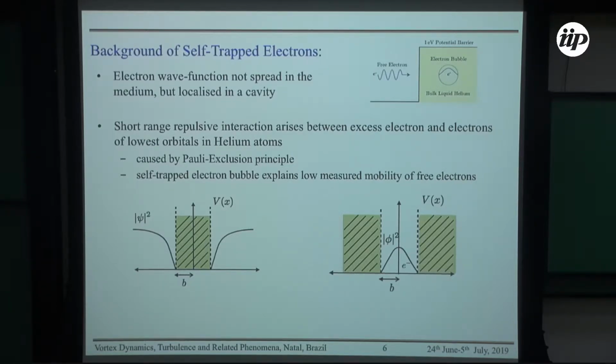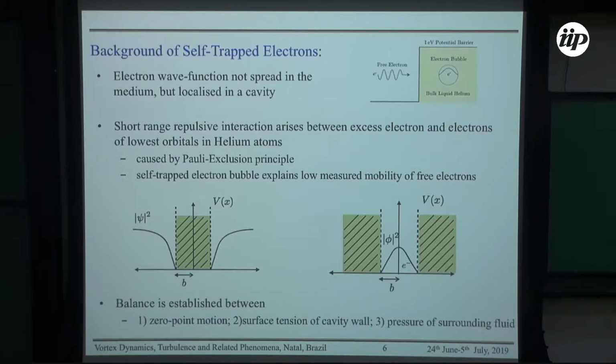Okay, so this is the setup that we have for our system. And so what you end up with is a balance of forces that's established, where basically you have the zero-point energy of the electron that pushes out or carves out the cavity. Then you have some surface tension that's basically trying to collapse the bubble, and you have also the pressure exerted by the surrounding fluid. And so some balance is established between these competing effects that we would like to quantify.